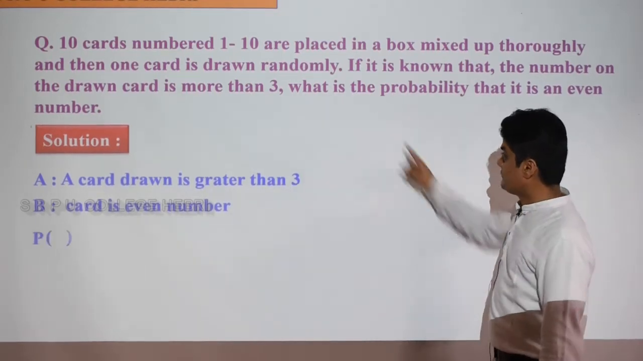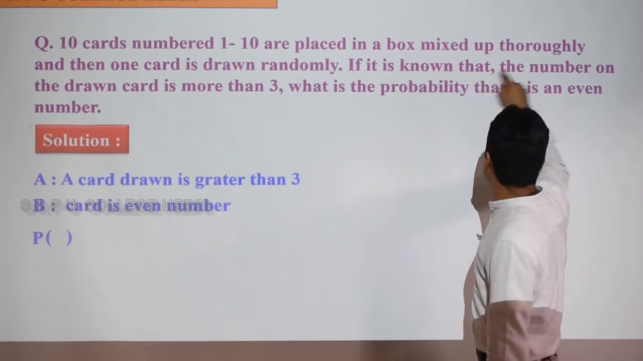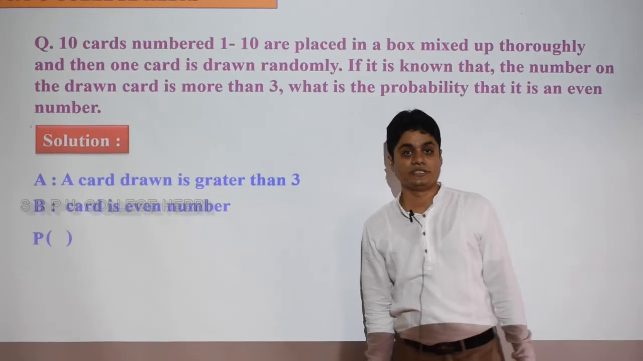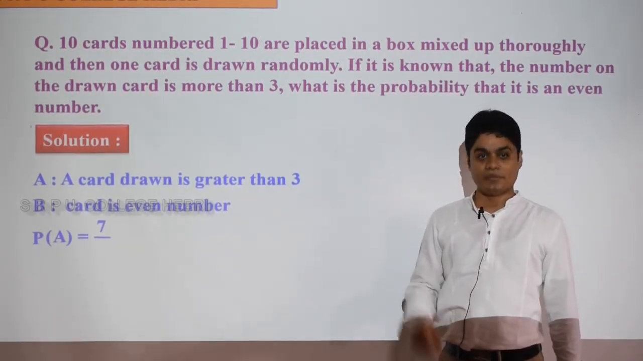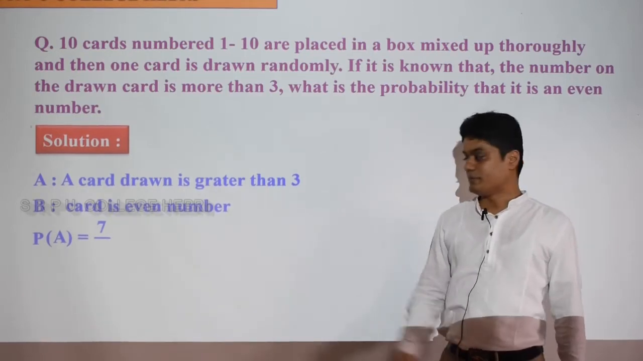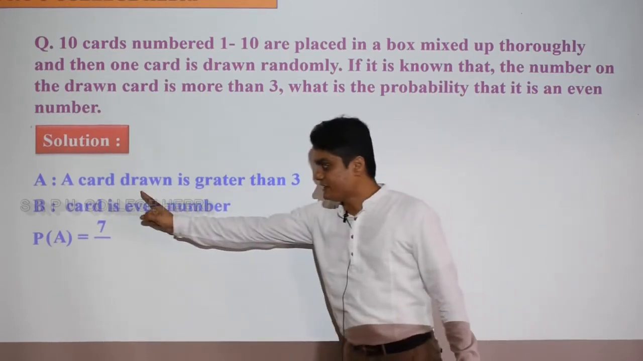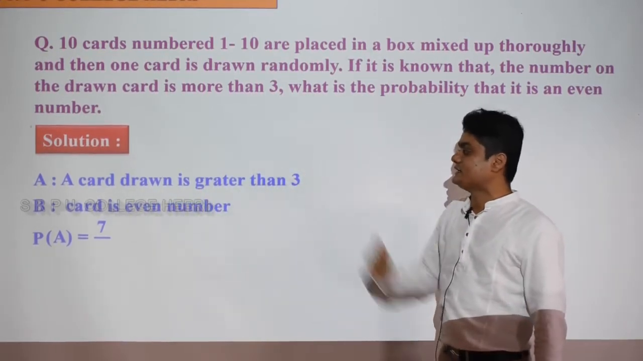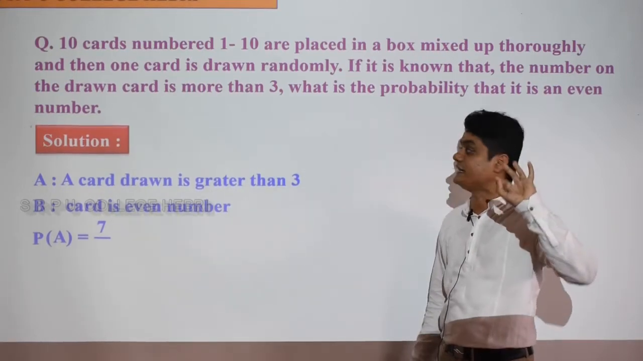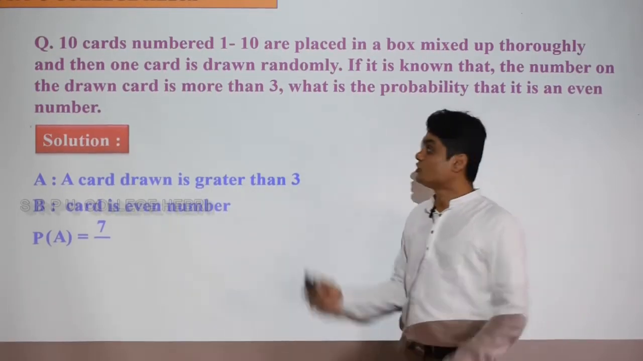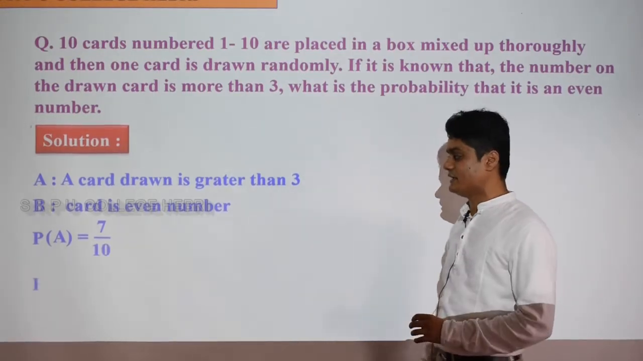So now what is asked? Find the probability that it is an even number, given that the number on the drawn card is more than 3. So we need the probability of B given A. To find it, you have to find the probability of A and the probability of B. What is the event A? The card drawn is greater than 3, not including 3: 4, 5, 6, 7, 8, 9, 10. That is 7 outcomes, and the total outcomes are 10 cards. So the probability of event A is 7 by 10.